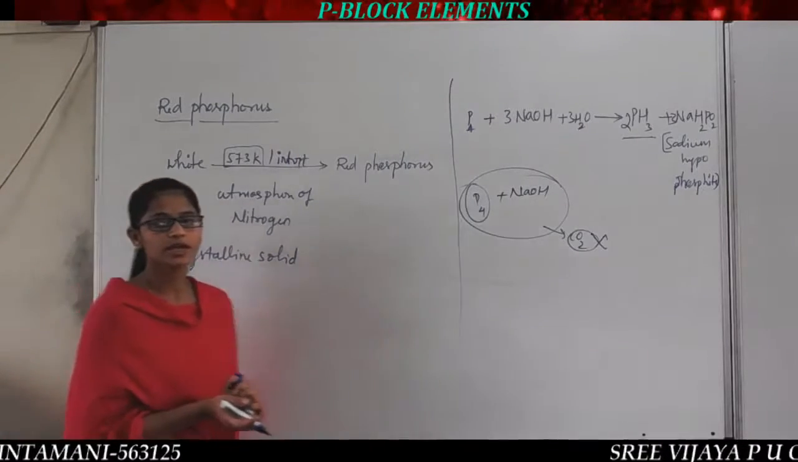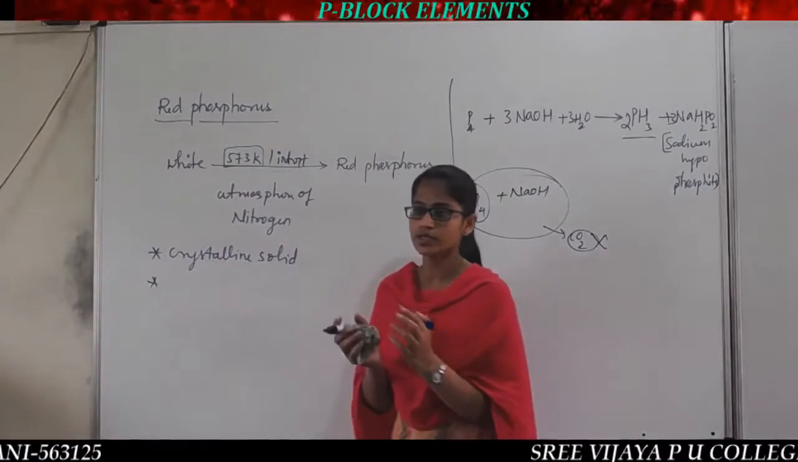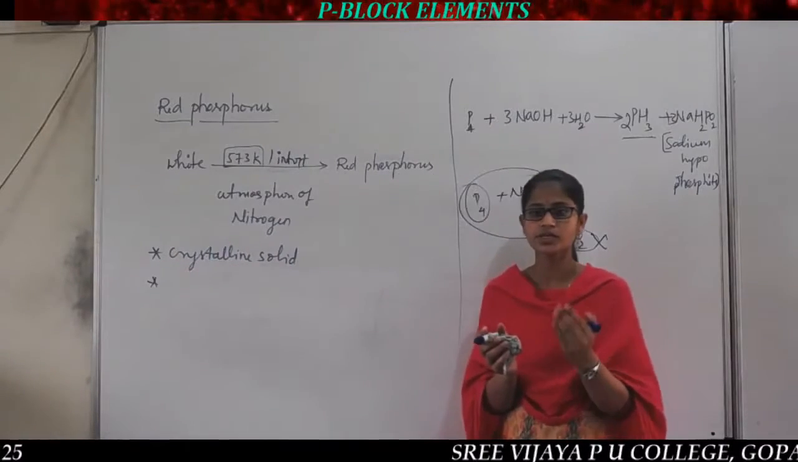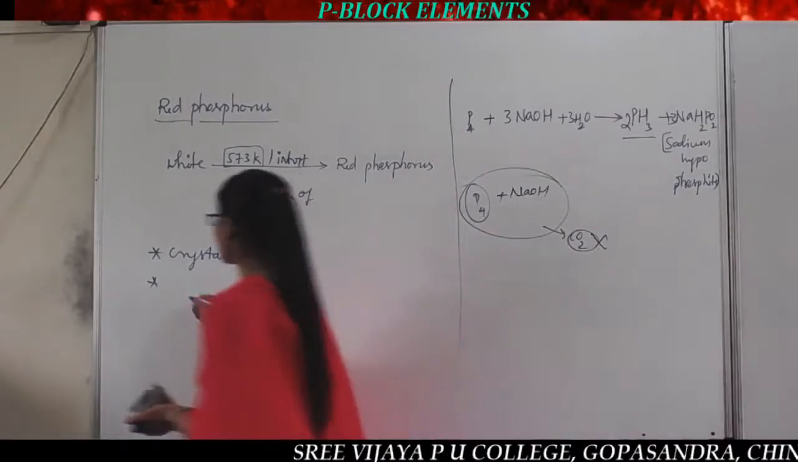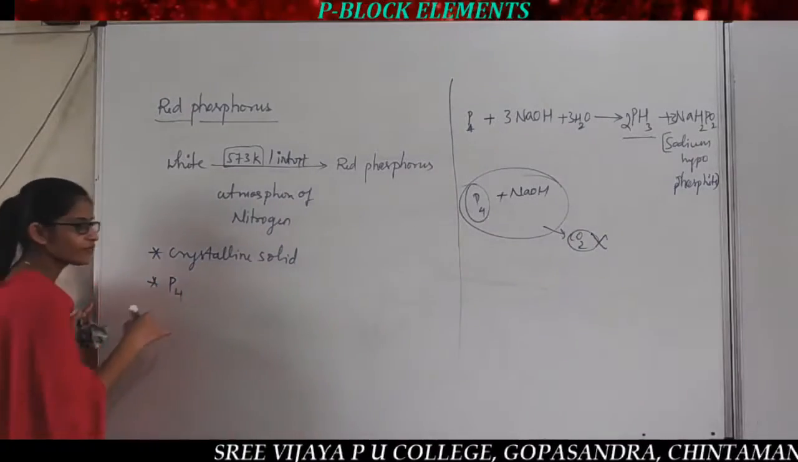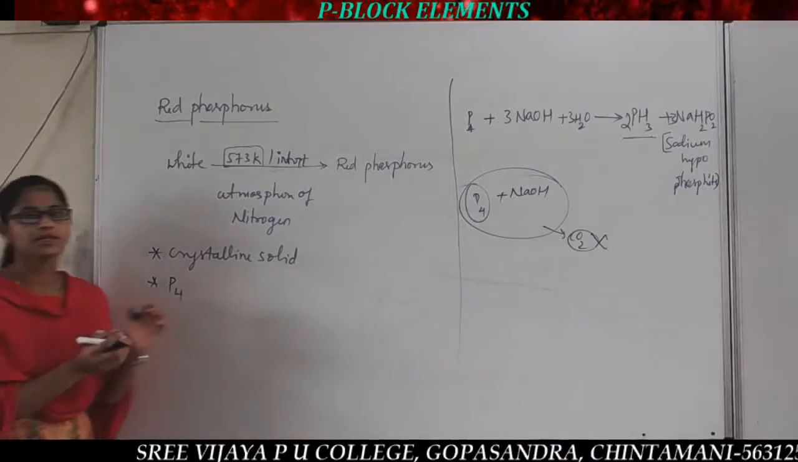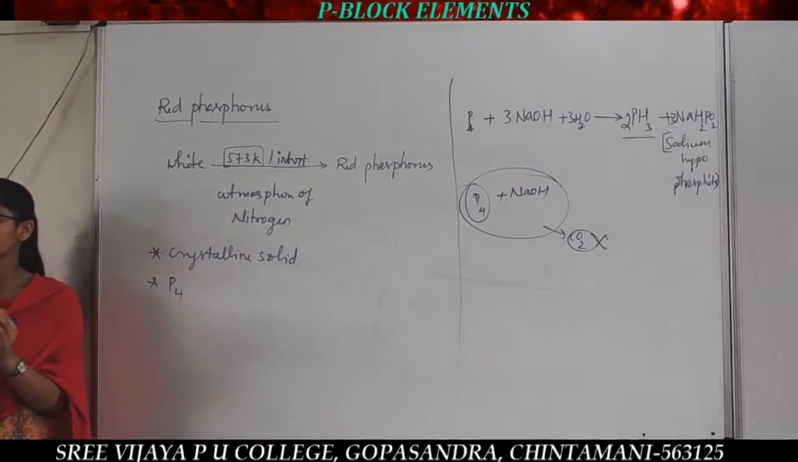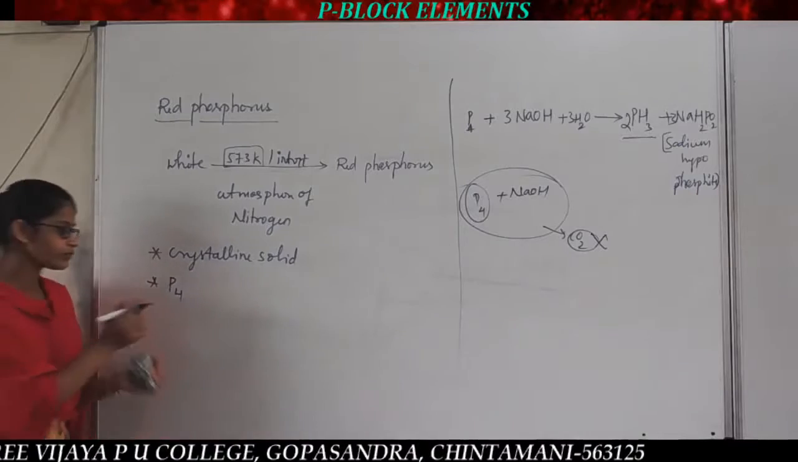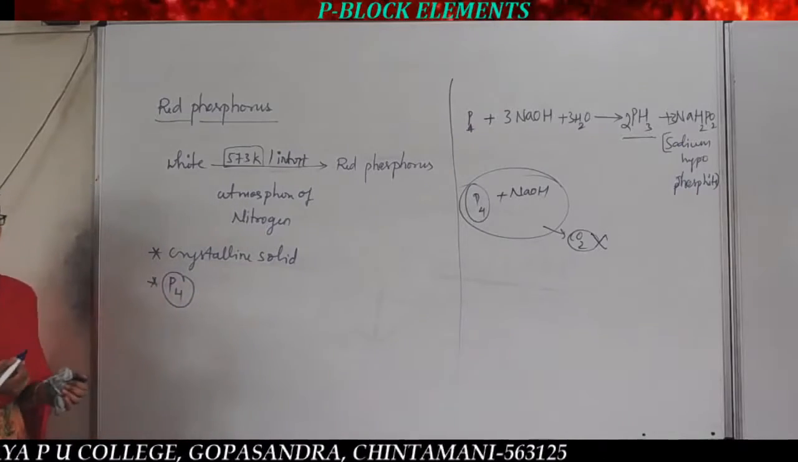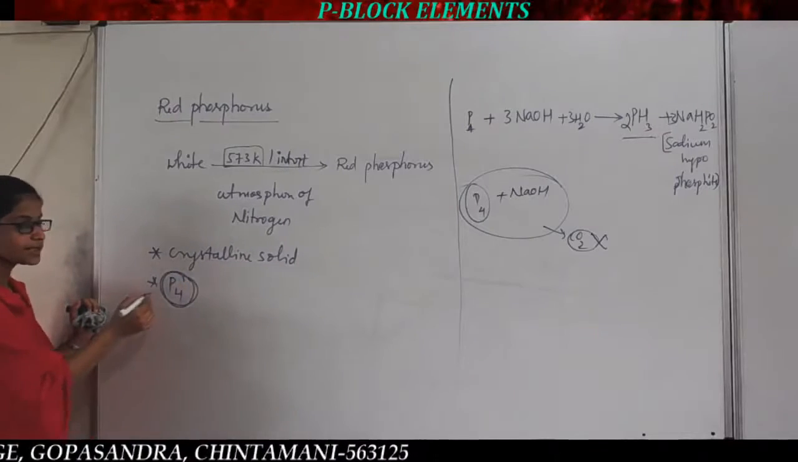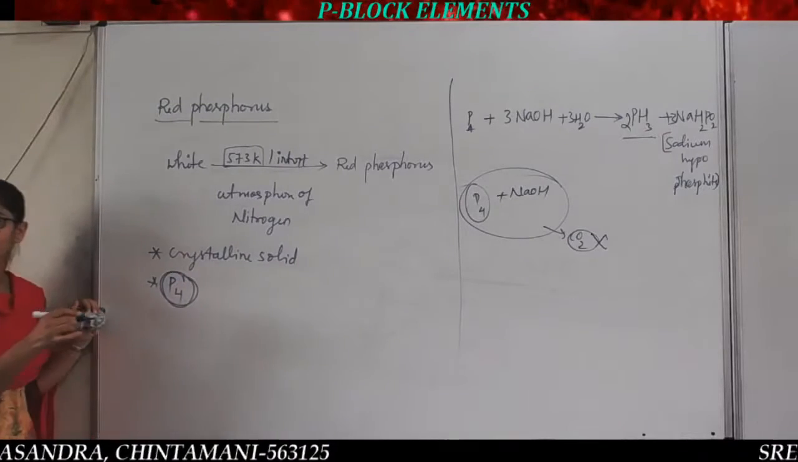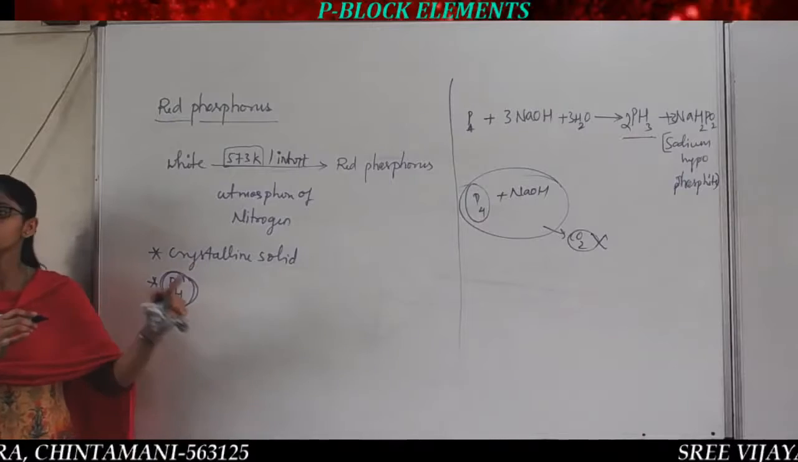So usually it also has some structure. White phosphorus exists as a P4 molecule. Red phosphorus also exists in the form of a P4 molecule. But the difference is, in white phosphorus it exists as a discrete molecule; only the molecular formula P4 exists. But in red phosphorus, they exist again as P4 molecules, but in a linear structure. What is meant by linear?